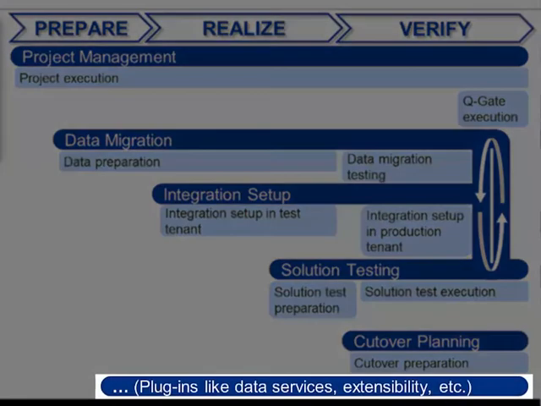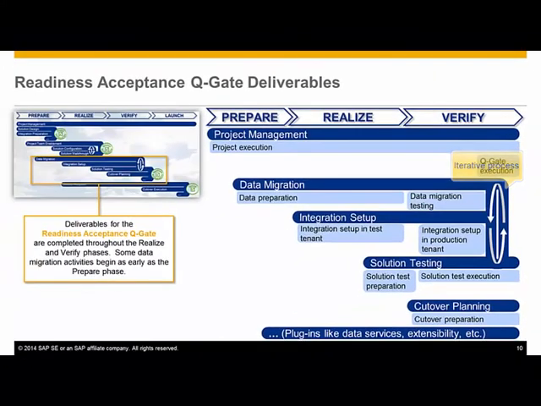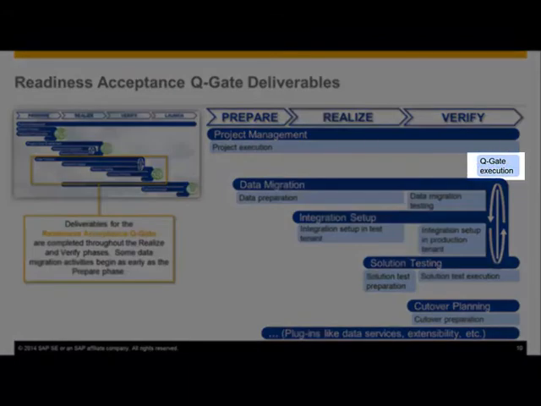An example of a plugin for the Readiness Acceptance Queue Gate is when a customer purchases data services for SAP to perform the data imports. Another example is when a partner builds a custom solution extension for SAP Cloud for Travel and Expense. Here again, an agile approach allows for several iterations of data migration, integration setup, and solution testing prior to executing the Readiness Acceptance Queue Gate. All testing issues must be resolved or an alternative solution identified prior to executing the queue gate.